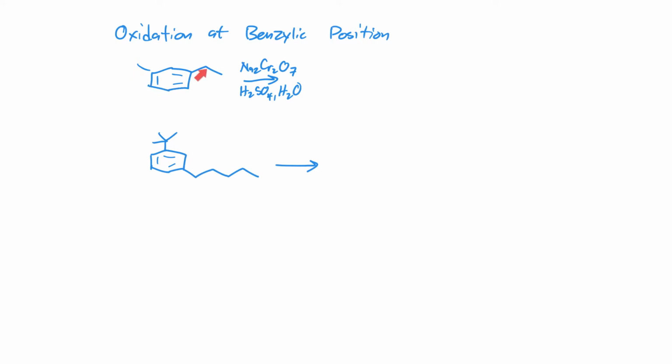So on this molecule that I have here, there are two benzylic positions. On this molecule down here, this is a benzylic carbon, and this is a benzylic carbon. So oxidation at the benzylic position involves changes at that carbon. And if we use sodium dichromate, sulfuric acid, and water, this mixture here, we get a product that is a carboxylic acid.